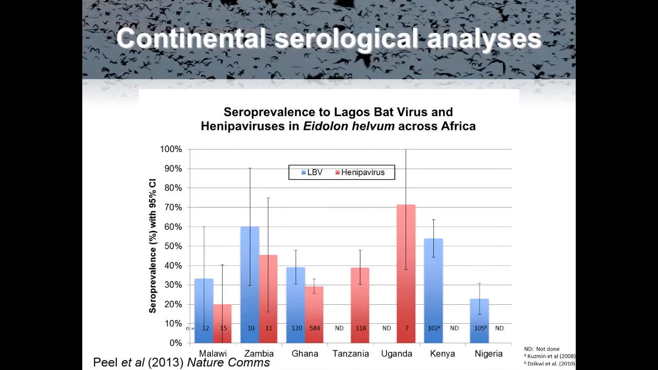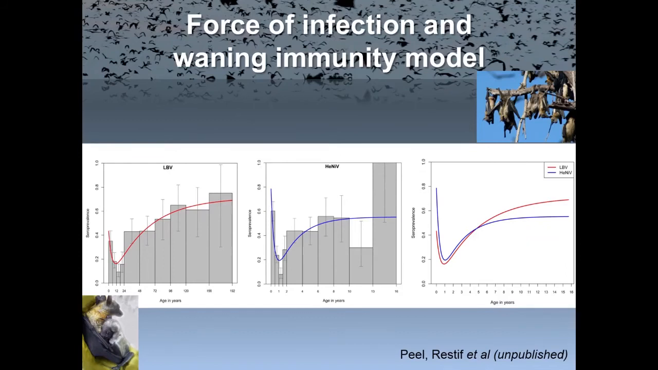But all of the bat colonies that have been looked at for both Henipaviruses and Lagos bat virus have been widely infected. And when we look at the rate at which these animals get infected over their lifespan, what you find is that after the apparent loss of maternal immunity, which you find in very young bats, the older they are, the more likely they are to be infected. And that's true for both Lagos bat virus and also for Henipaviruses, with some interesting but subtle differences that you might expect between those two different families.